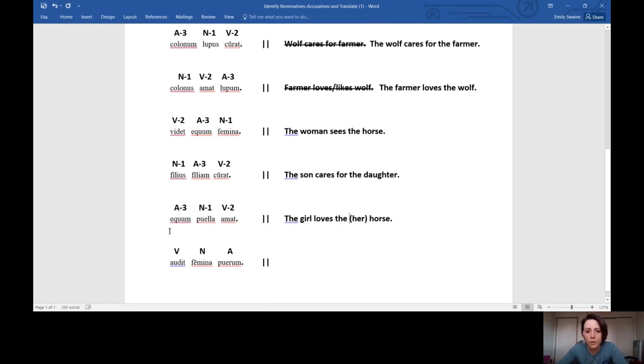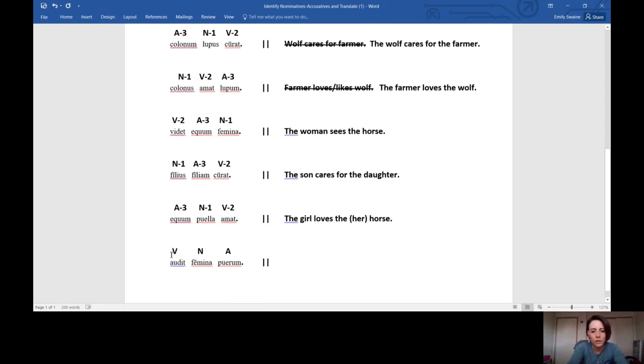That's because when relationship is implied, when it's really obvious that it's her horse, Latin doesn't feel a need to say this word. It's another reason why Latin is super efficient, it just doesn't feel like it has to use a million words. So if it's obvious that the girl loves her own horse, and that she doesn't love, like, Barbara's horse, then we don't even need a possessive adjective. We can just say the girl loves the horse, and we know it's her horse. And that's why we can just translate it as her in English as well.